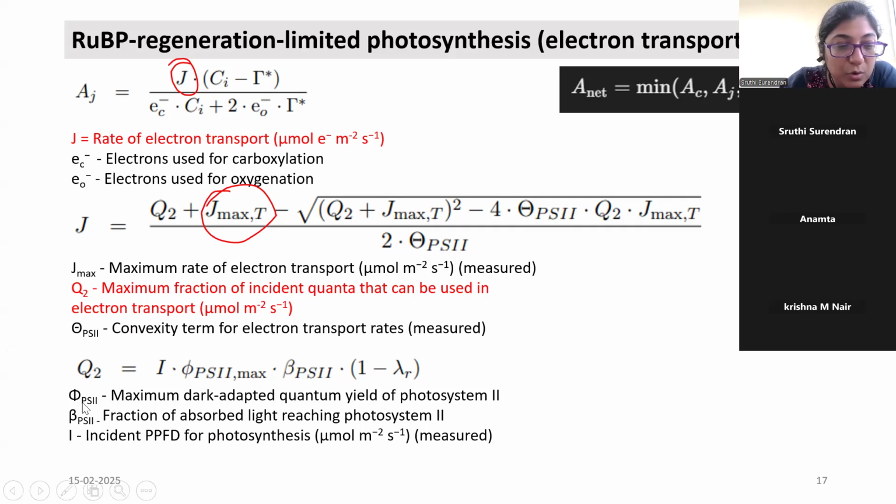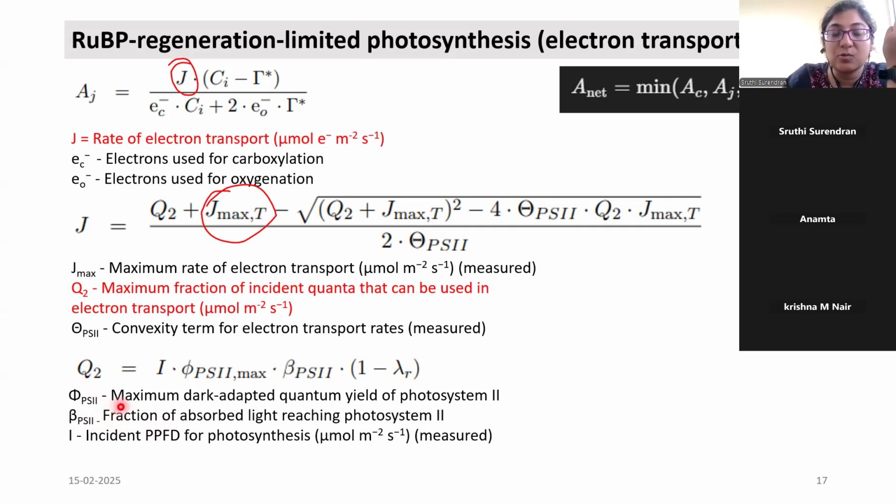Now, what we need to know is phi PS2 and beta PS2. Phi PS2 is nothing but the dark adapted quantum yield of photosystem 2. And beta PS2 is the fraction of the absorbed light that is reaching photosystem 2. Out of all of the light photons that is reaching the plant, some fraction is being used. In that, what fraction is being used by photosystem 2 alone is represented by this beta PS2.